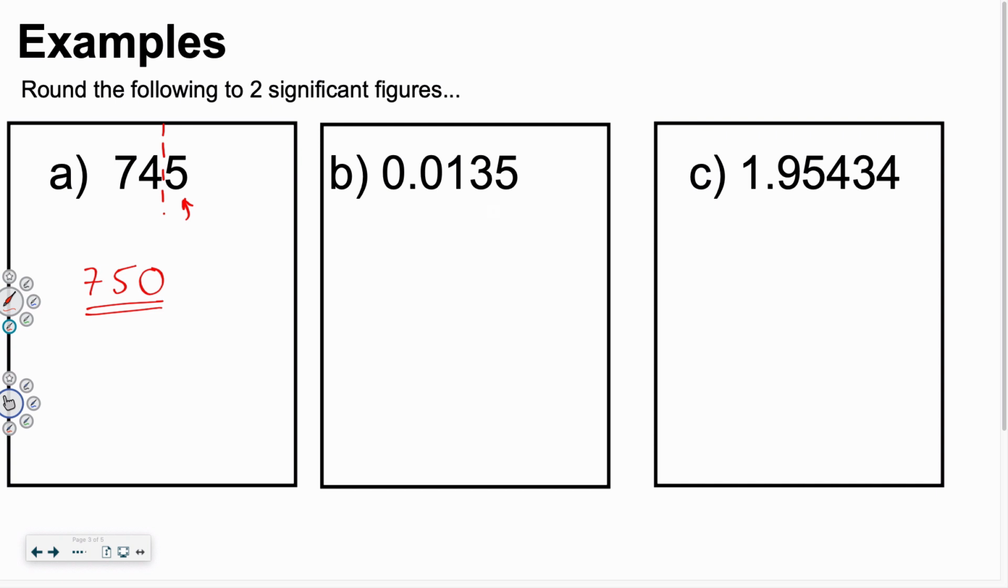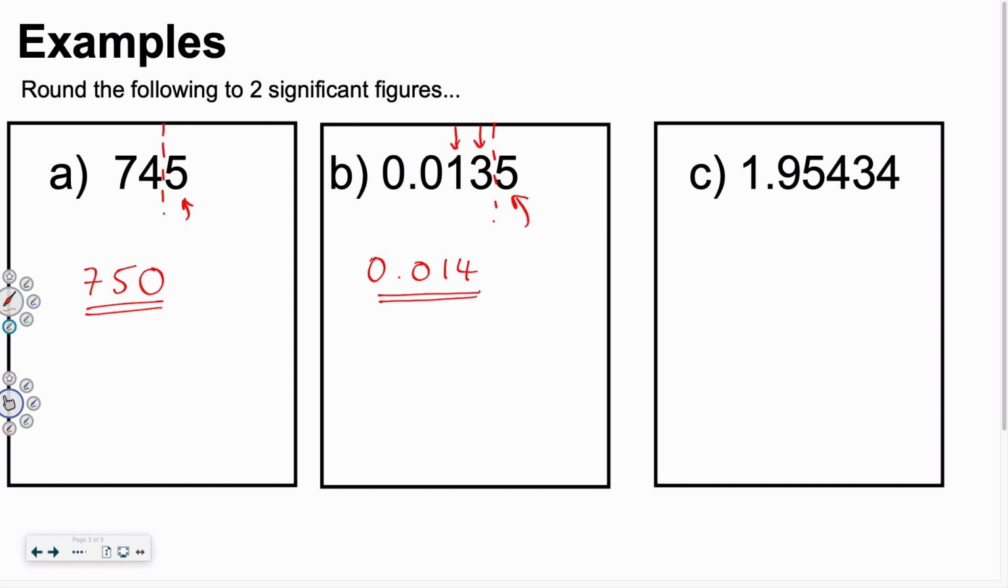Looking at part B, we've got 0.0135. So again, we're dealing with a decimal here, and we start at our first non-zero digit. So we're going to be starting at the 1. So looking at the first two numbers, that's 1, 3, drawing our line. It's a 5, so it's going to round the 3 up to 0.014, and we don't need to bother about a 0 there. So that's our answer there.